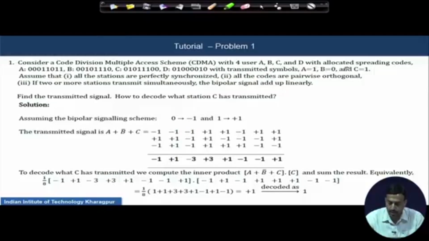D with allocated spreading codes. So the spreading codes are pre-allocated. As you can see, they are distinct codes. I am not making any comments on the nature of these codes. These are just randomly picked up just in order to illustrate this problem, but these are not PN sequences or any such code which has been specially designed.